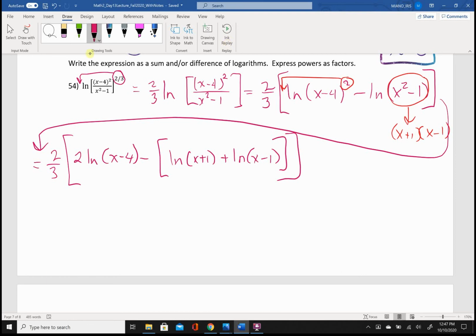Okay, so actually I just want to write the final answer here. 2/3 times this 2 that's already waiting will be giving us 4/3 natural log of x minus 4 minus, don't forget about that 2/3, it's got to go here and here as well, 2/3 natural log of x plus 1 minus 2/3 of the natural log of x minus 1.